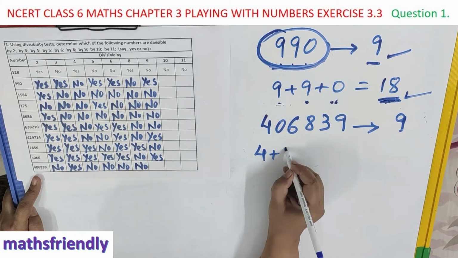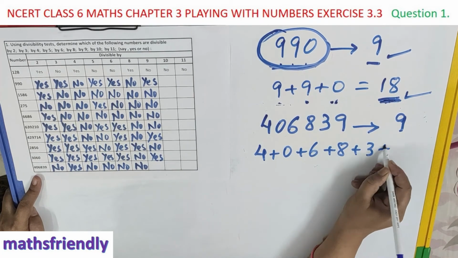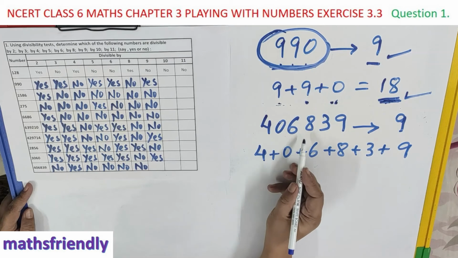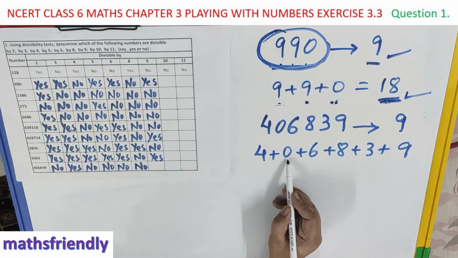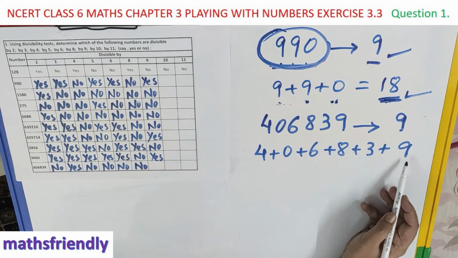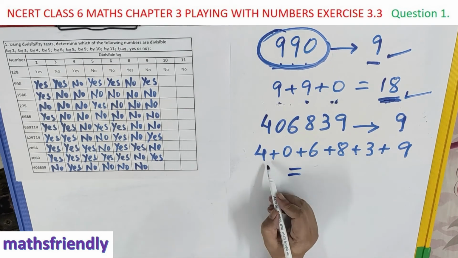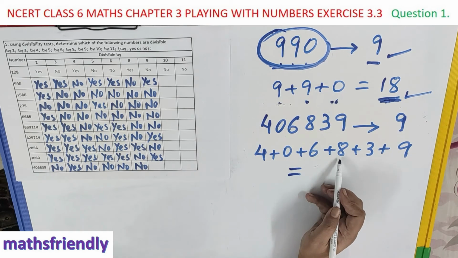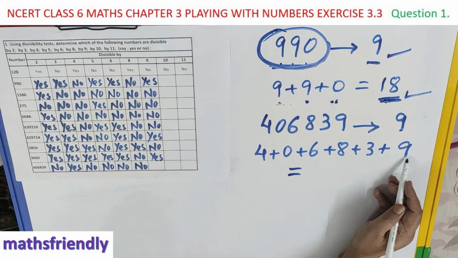So, we will add the digits of this number. The digits of this number are 4, 0, 6, 8, 3 and 9. So, we are adding the digits of the number and then we will find the sum of the digits. What is that? 4 plus 0 is 4 plus 6 is 10, 10 plus 8 is 18, 18 plus 3 is 21 and 21 plus 9 is 30.